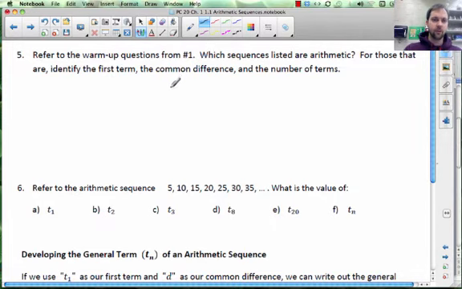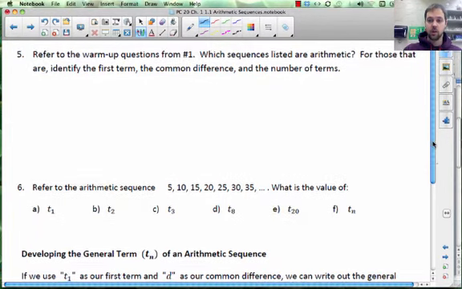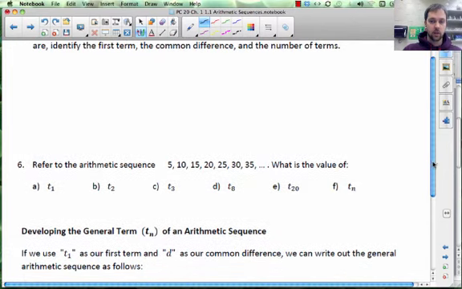Number 5 says refer to the warm-up questions from number 1. This I'm leaving you to do on your own, so I'm going to skip that. You can show me in class tomorrow.